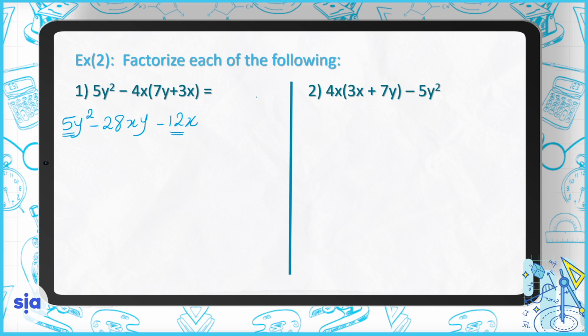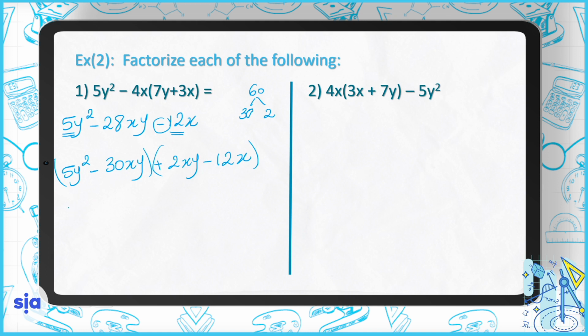We multiply the 5 by the 12, it's 60. So we need two numbers, because the last sign is negative, their difference is 28. Yes, it's the 30 and the 2. So it's 5y squared minus 30xy plus 2xy minus 12x. Here we have two brackets in here and two brackets in there.